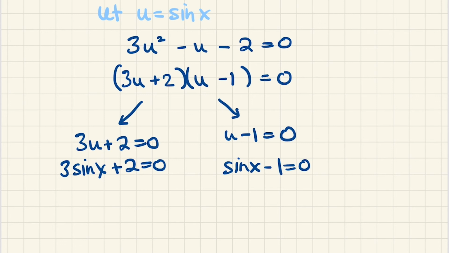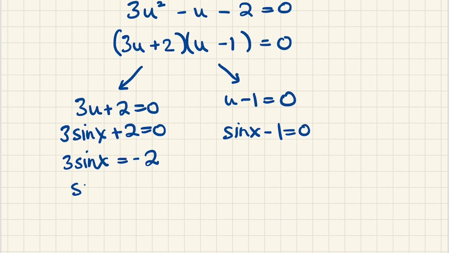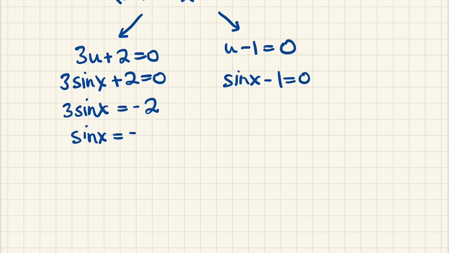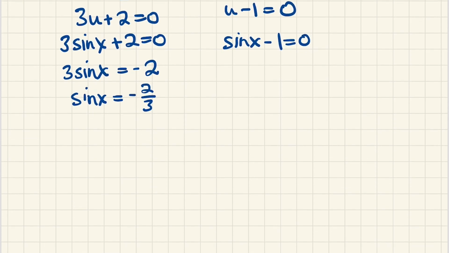So on the left here, if we subtract 2 from both sides, and then divide both sides by 3, we get sine of x is equal to negative 2/3. And over on this side, all we have to do is add 1 to both sides, and we get sine of x is equal to 1. So finally, we have succeeded in our task of isolating sine of x, because we have sine of x equals stuff, right? Sine of x equals stuff over here too.